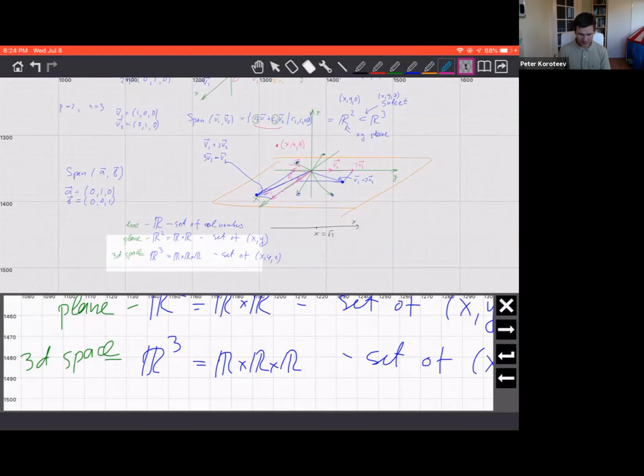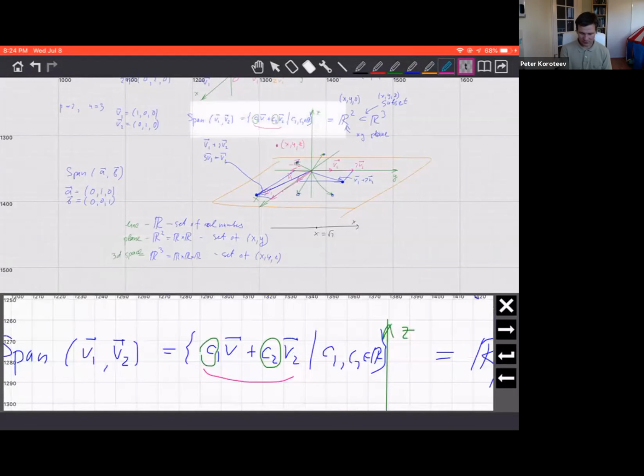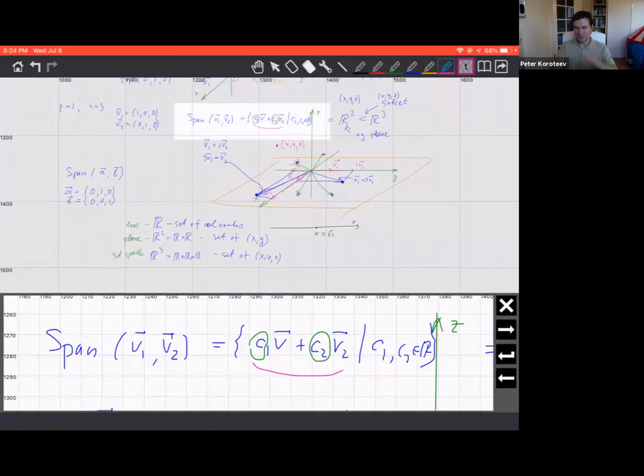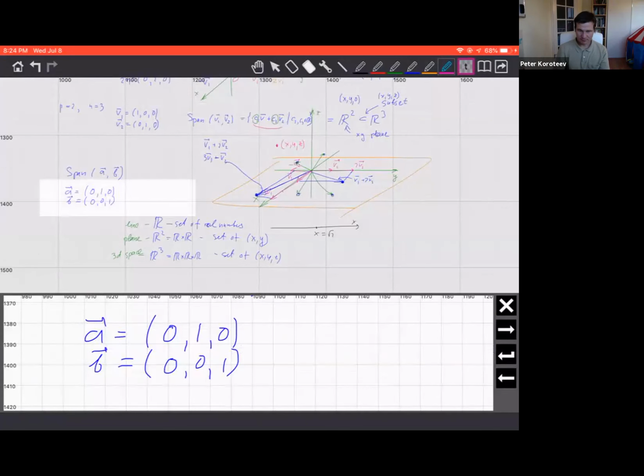Good. So are we clear on the planes? Basically, denote it with R2 or not. The construction should be clear. So if you have two vectors, right, which are not parallel to each other, so there are two different vectors like this. So they lie in a plane, right? So if you take the span of these two vectors, which means all possible linear combinations of these vectors, you'll get the entire plane in which these two vectors lie. Okay. So what would be the span of vectors A and B in this case?